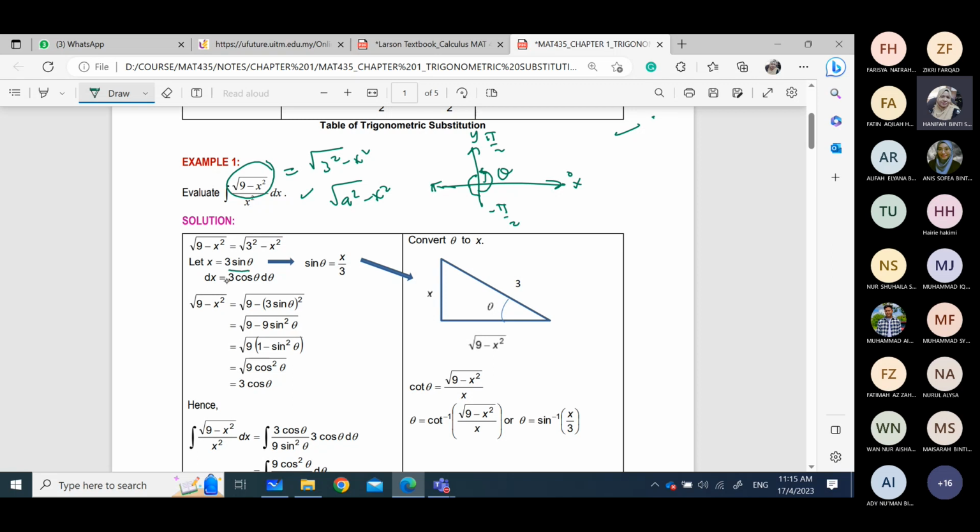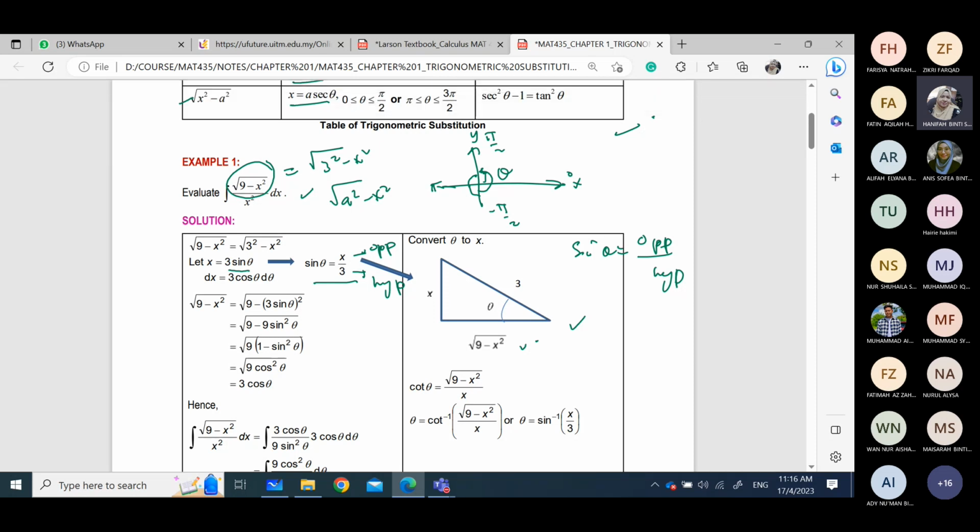When we say x is 3 sine theta, it means that sine theta is x over 3. This gives the lengths for the opposite and the hypotenuse. You already know sine theta is opposite over hypotenuse, so you can draw this diagram. This is the angle. The longest length here is 3, which is the hypotenuse, and the length of the opposite is x. Therefore the adjacent is square root of 9 minus x squared. Understand?